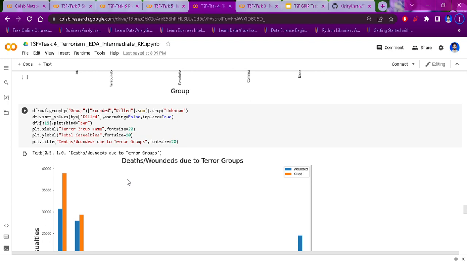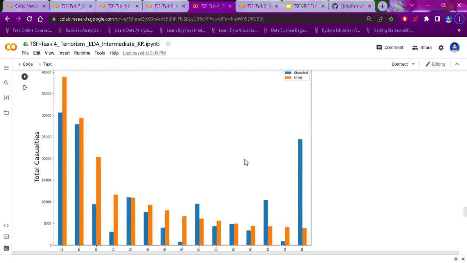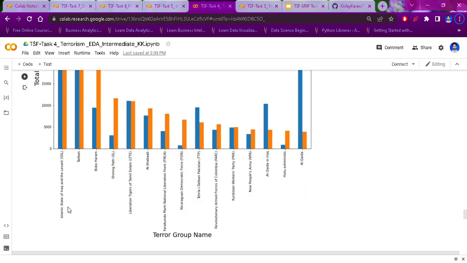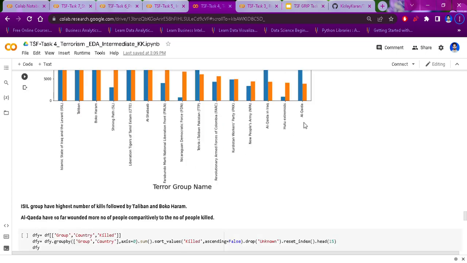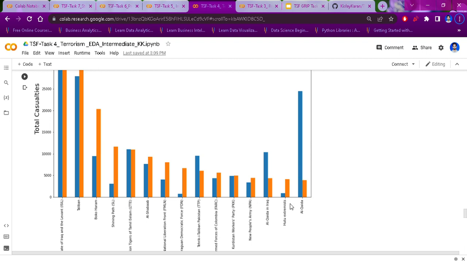Next we'll be having deaths and woundeds due to terror groups. The highest number of killing is performed by the Islamic State, ISIS, then Taliban, and the third one is Boko Haram. The least in this category is Hutu extremists.